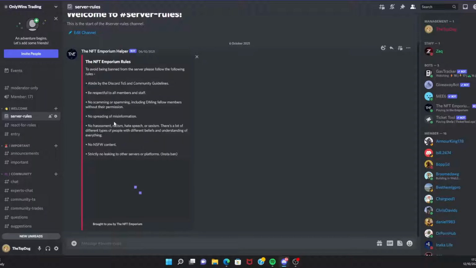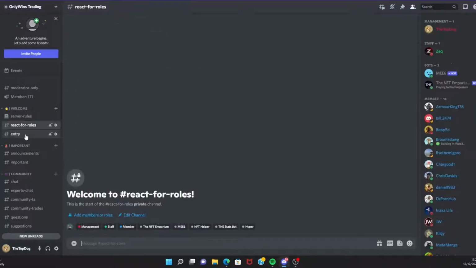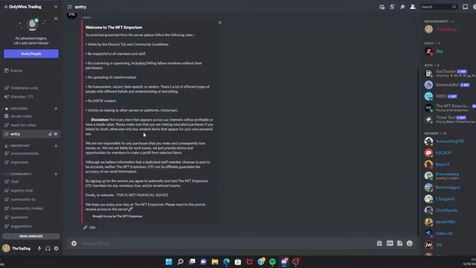So after you've paid, you've joined the server, or you get given access to the server, you'll see the welcome category here. This just has the server rules, React for roles, and the entry here. This is again just some more rules and what you're agreeing to. A bit of the boring stuff, but it's got to be done.